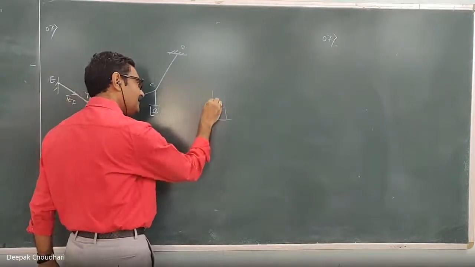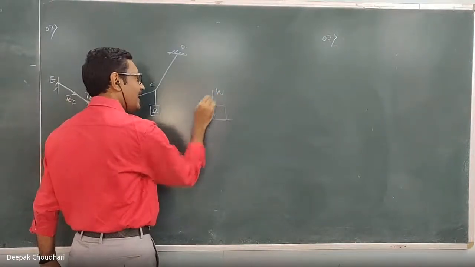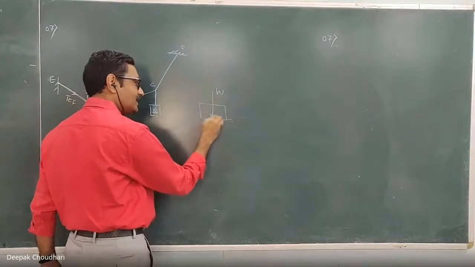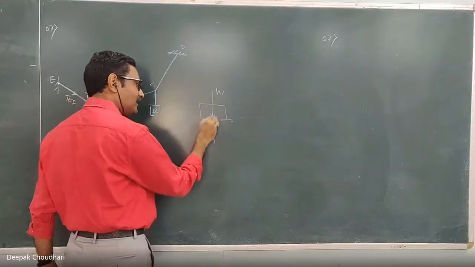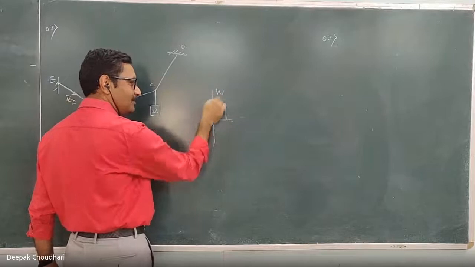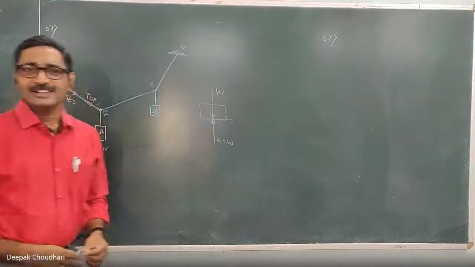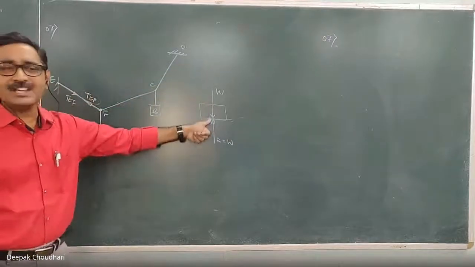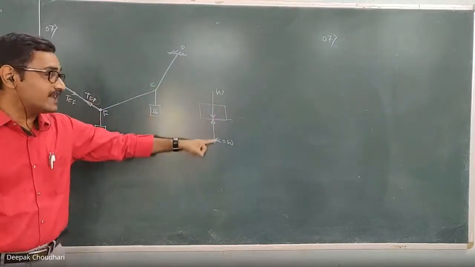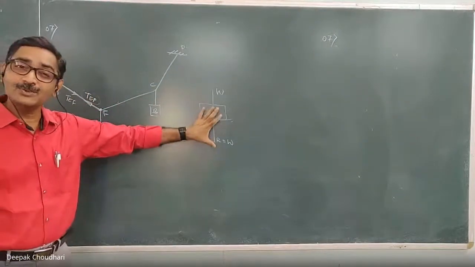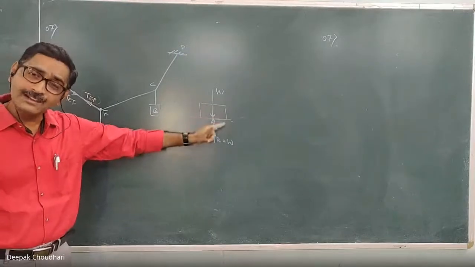Here its weight will act vertically downward, and this surface will apply the reactive force in the upward direction. This body is in equilibrium under the action of these two forces, and this reactive force is also equal to W. Clear? So one is the action and the other is the reaction, which are equal and opposite. So this is not the same force. These are two different forces which are equal and opposite.